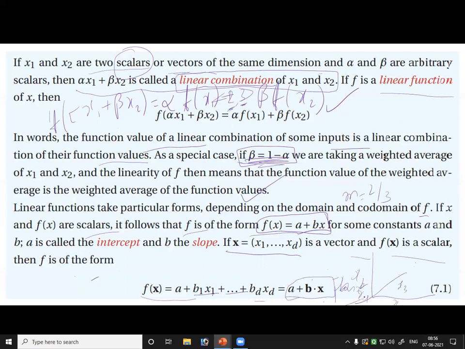Where b = (b1, b2, ..., bd). So this is how it is a plane. This is what we are going to learn in this particular chapter. Hope you understood. These are all the basic concepts of mathematics. Let us see some lines.